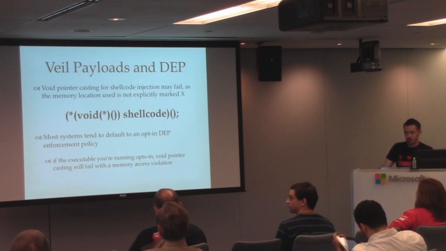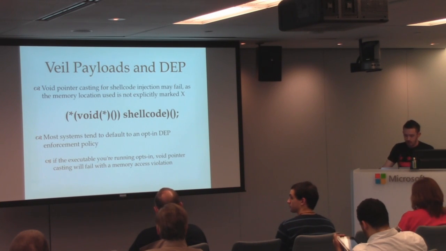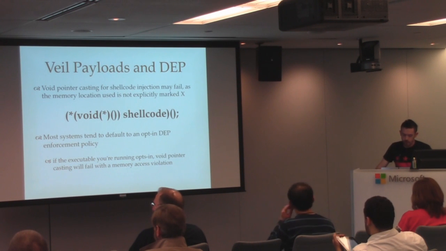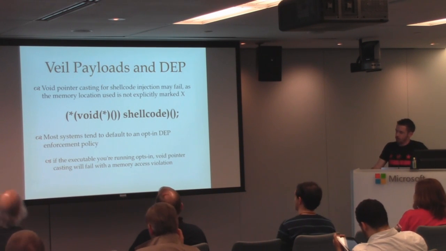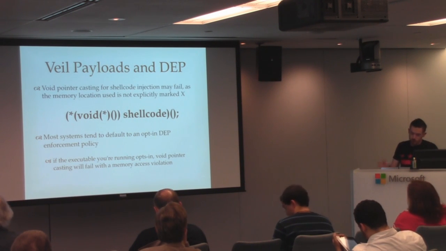When you do it like this, you have to rely on the stack and heap space for the executable to already be marked as RWX. Most systems tend to use an opt-in DEP enforcement policy. So if these executables opt into DEP, or data execution prevention, then you'll get an access violation when you try to run this stuff. Like I said, if the executable opts in, void pointer casting will fail.